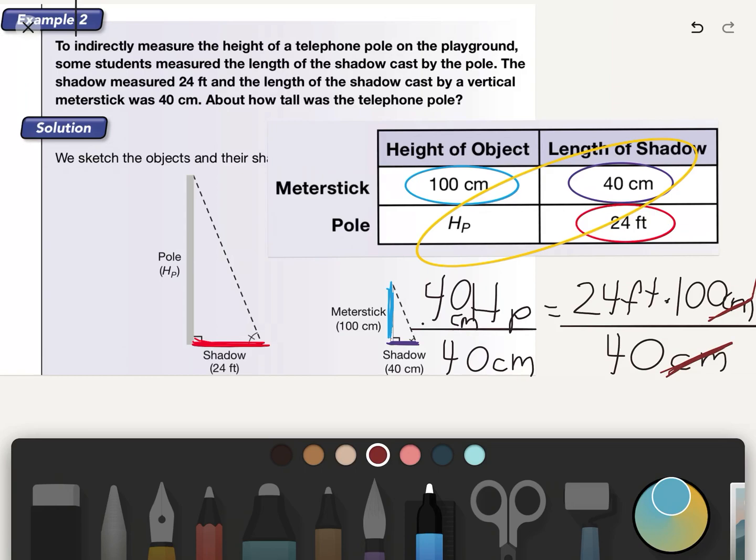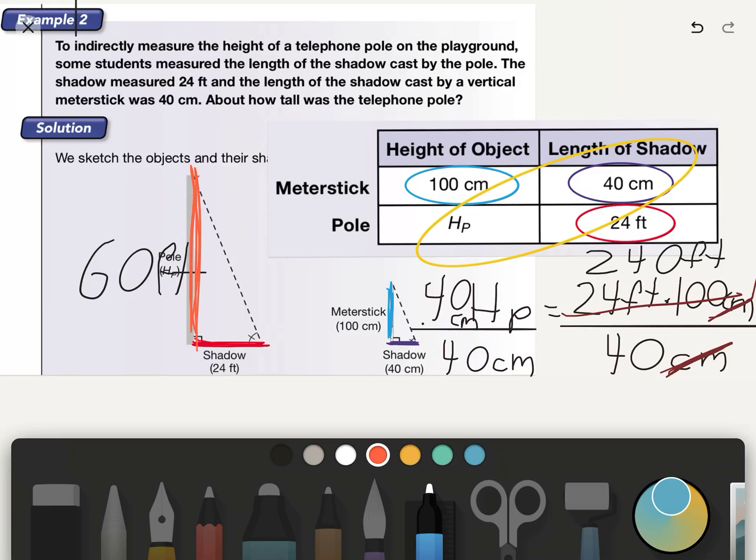And then now we can multiply these to get 2400 feet divided by 40 will get us 60 feet for the height of the pole.